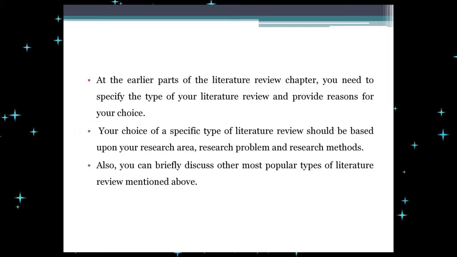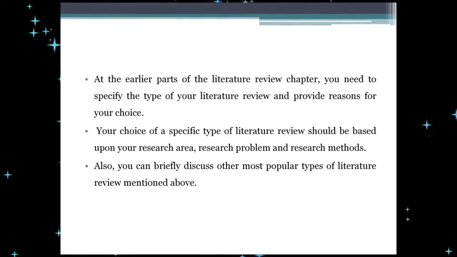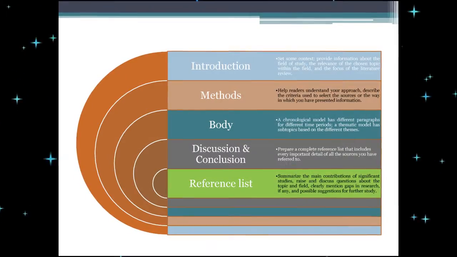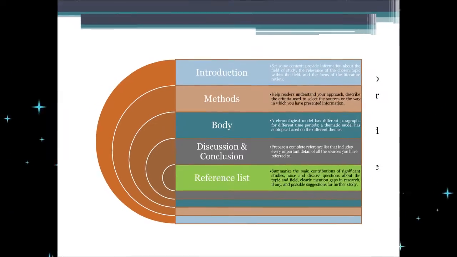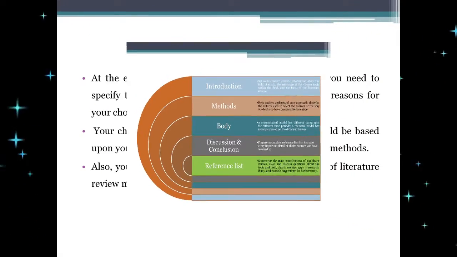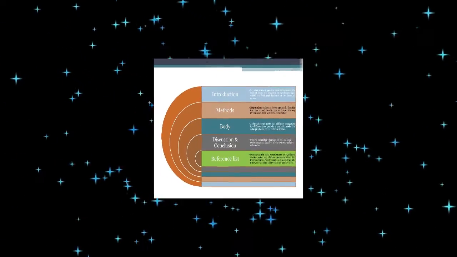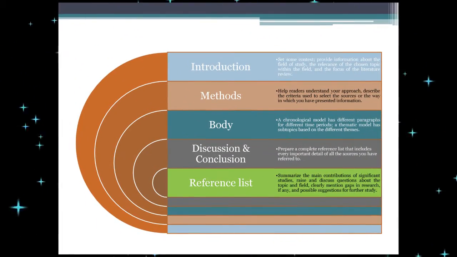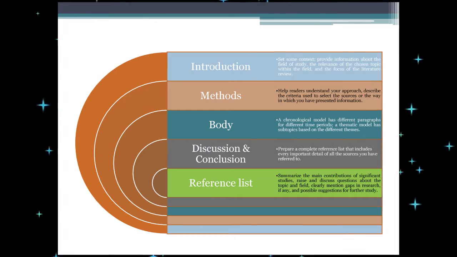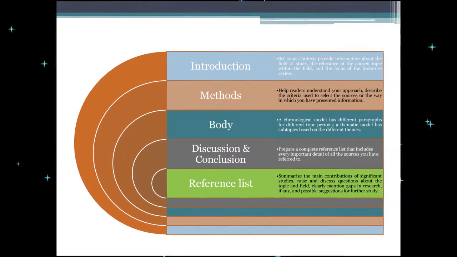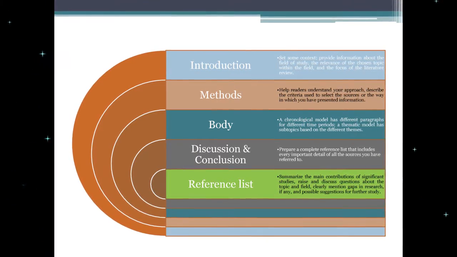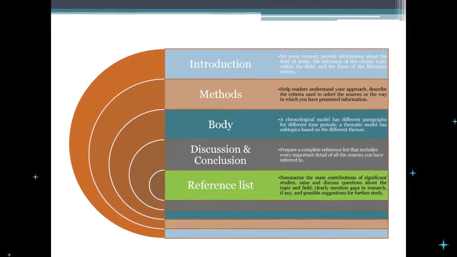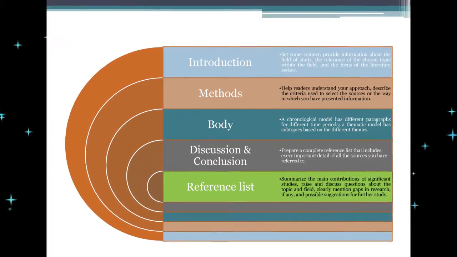What you should include in each section: introduction, methods, body, discussion and conclusion, and reference list. Set some context, provide information about the field of study, the relevance of the chosen topic within the field, and the focus of the literature review. Help readers understand your approach. Describe the criteria used to select the sources or the way in which you have presented information.